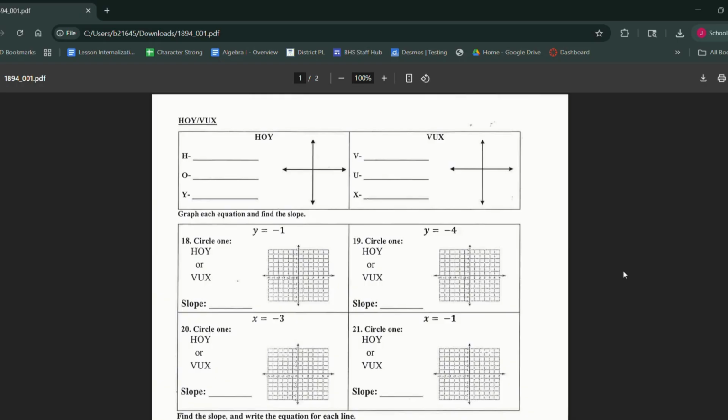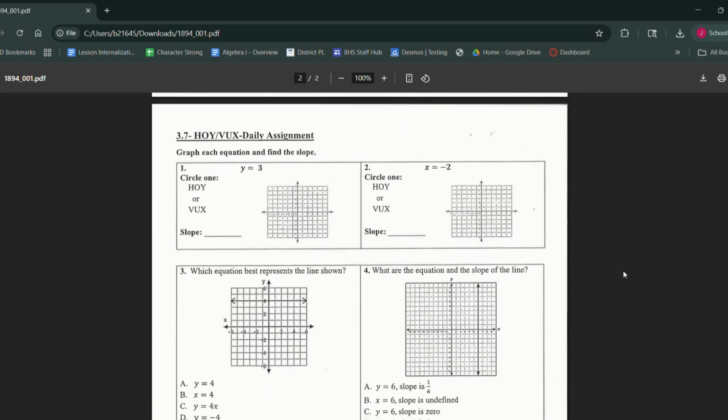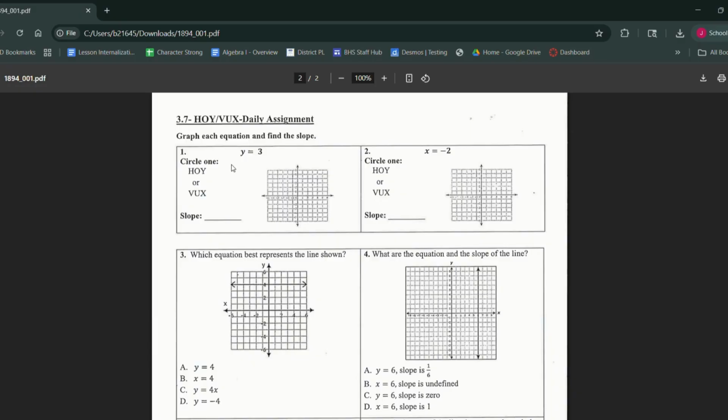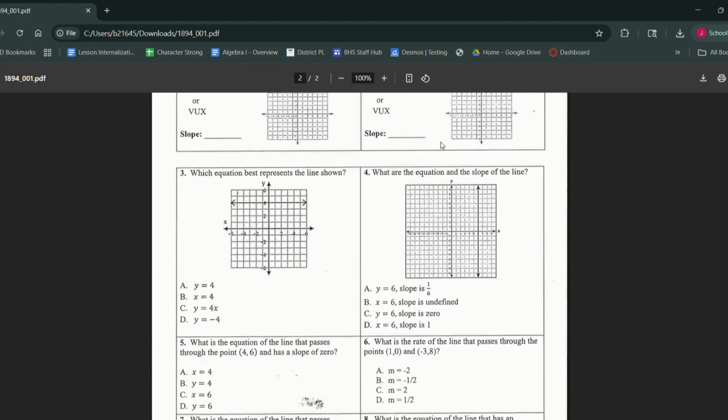So the notes page, that is the page that we just did. If you look on the back of it, this is our daily assignment. So we start out with giving you an equation, so y equals 3. You're telling me if it's HOY or if it's VUX, and telling me what my slope is, and then you can graph it. You do the same thing on number 2. Number 3, we are giving you the graph. You're having to tell us what the equation is.